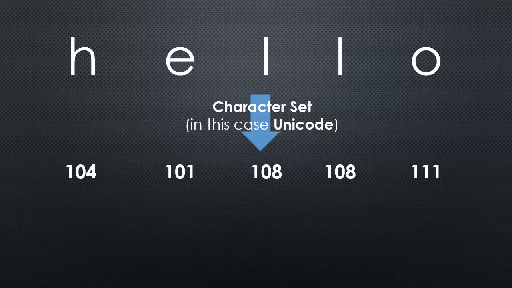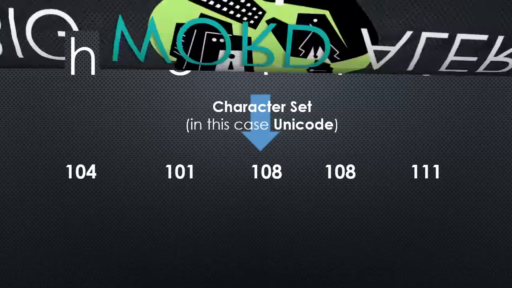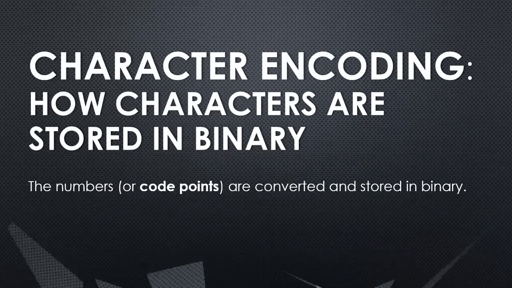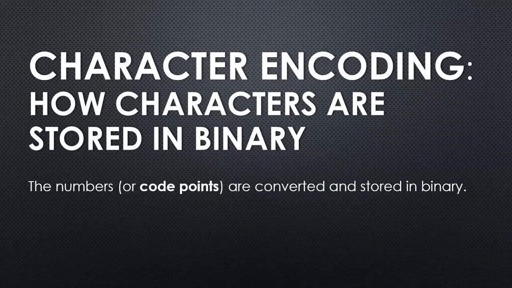So in this case, we're just saying that we're going from the letter to a number. But remember, the number itself is stored in binary. So big word alert. Character encoding. How characters are stored in binary. So those numbers from the character set, those are called code points. And they're converted and stored in binary.